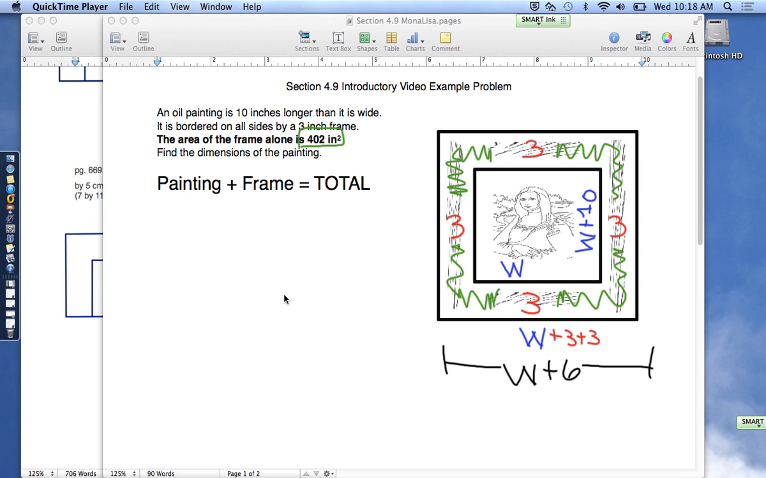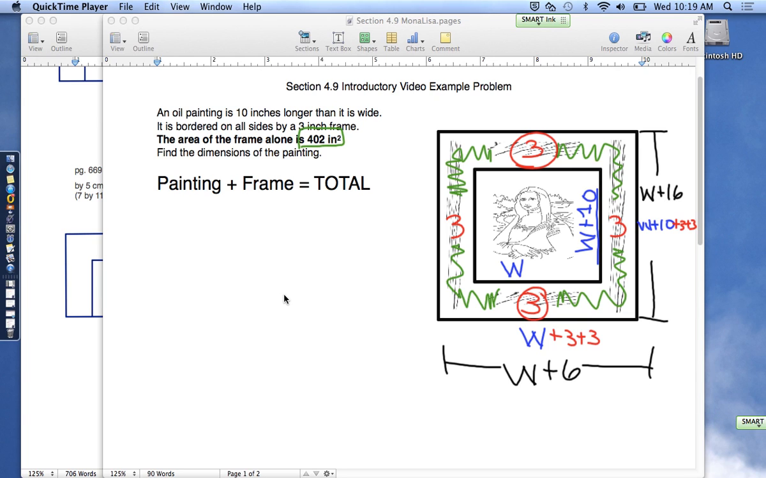And then the vertical dimension, well, I had a W plus 10 for the painting, and I've added the 3-inch frame to both vertical dimensions, both top and bottom. So that means my entire vertical dimension is really W plus 16. The 10 that I started with in the middle, right here, W plus 10, and then the 3-inch frame on top, 3-inch frame on bottom, giving me the W plus 16.